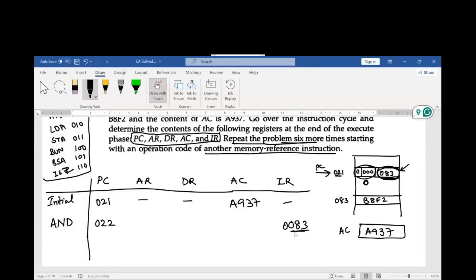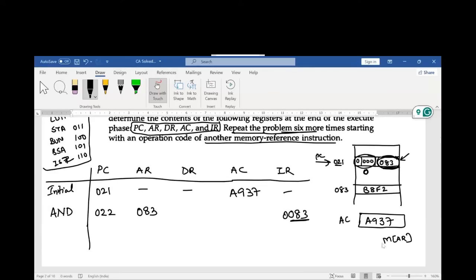In the decode phase, these 12 bits would be stored in AR. So this will come over here. Then in DR, after execution of the AND, what happens in the AND instruction? We know that I cannot carry out direct operation on memory and accumulator. So this M of AR we transfer to DR first, and then we perform the AND operation. So these are the two steps which we'll be doing during the execution of AND.